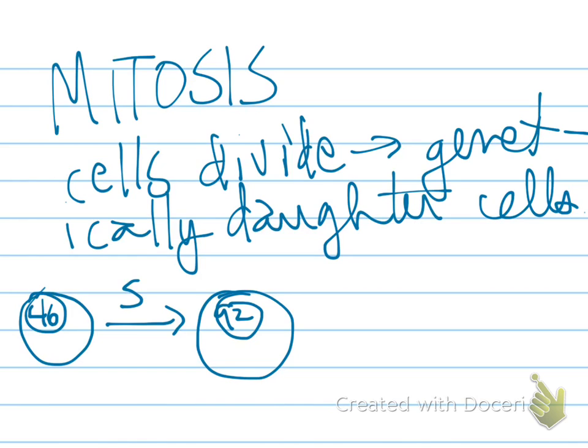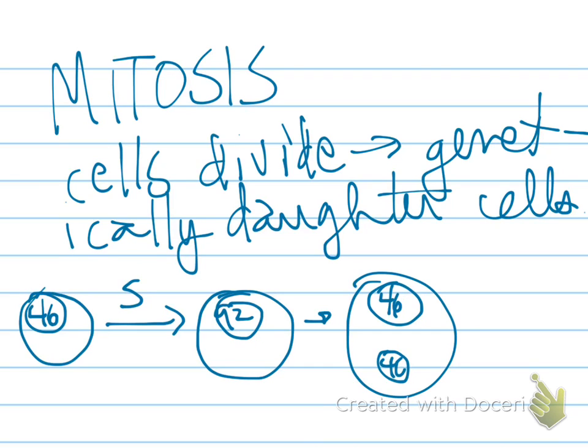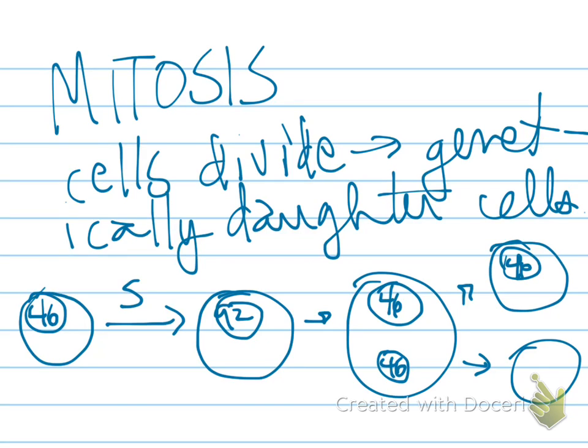And then this cell with 92 chromosomes in it will make 2 new nuclei, each with the 46 chromosomes that one of our normal cells needs. And then that cell will divide into 2 cells with 46 chromosomes each. So these daughter cells here are the same as the parent cell up here.